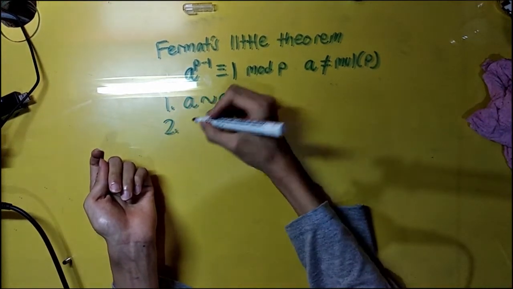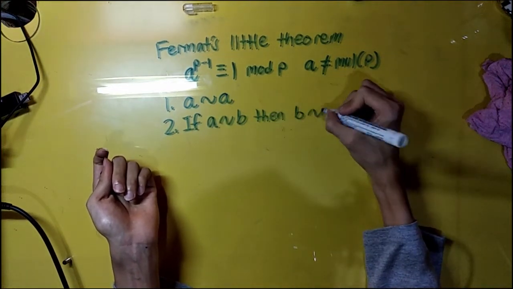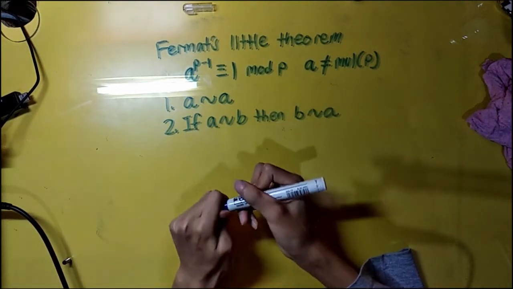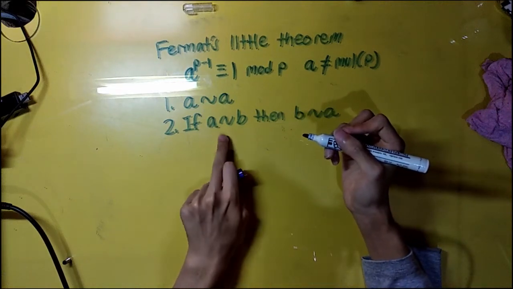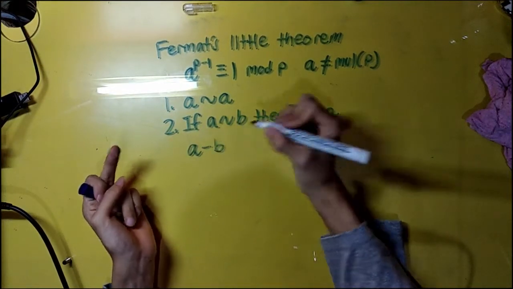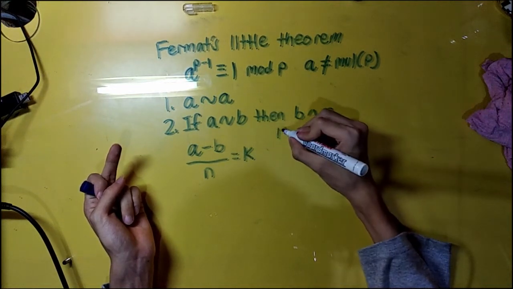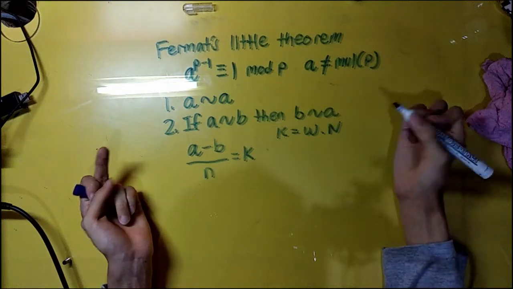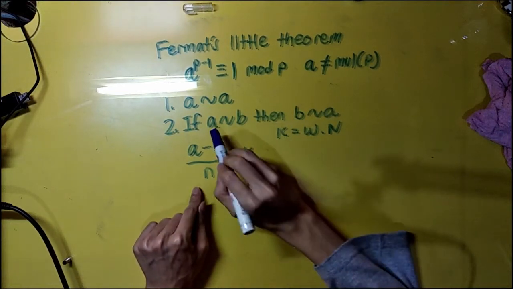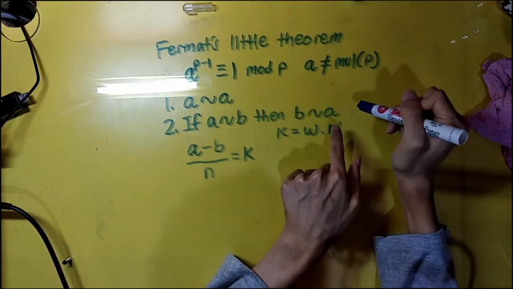Second property, if A is congruent to B, then B is congruent to A. Right, so this wouldn't be as easy as the first one to prove, but it's still easy, right? So what does this mean? If we translate this to English, basically, it means that A subtracted by B, if you divide it by a number n, you're going to get a whole number k. We're going to set k as a whole number. I'm just going to abbreviate it like that. Right, so we know that this is true, right? If A is congruent to B, that means we must show that B is congruent to A.